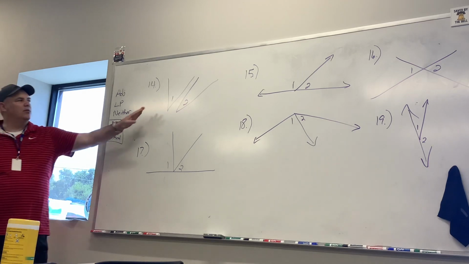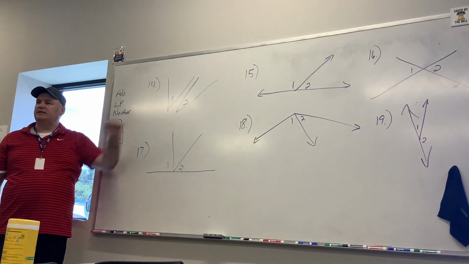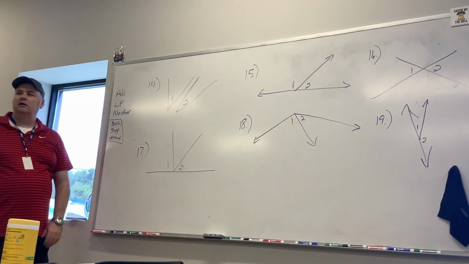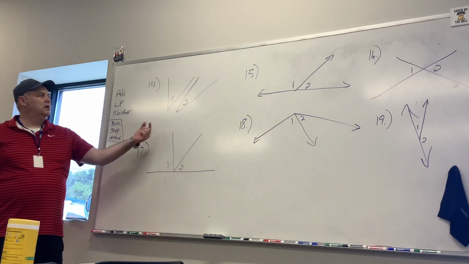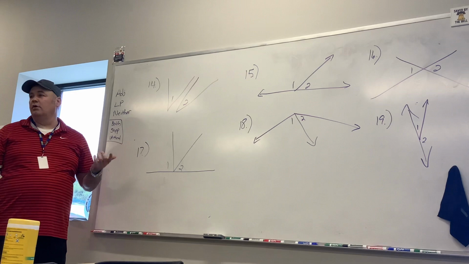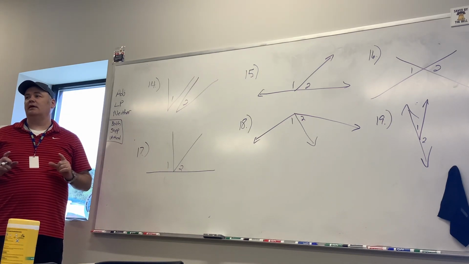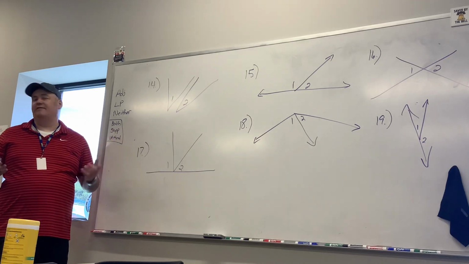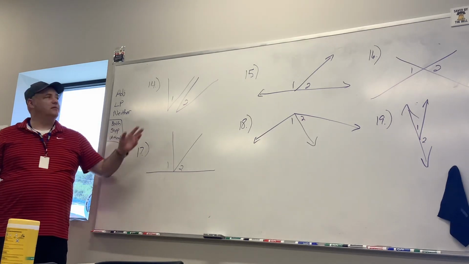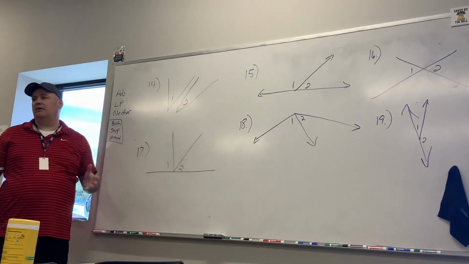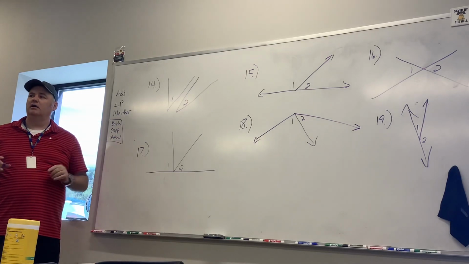Okay, this one here, 1 and 2, are they adjacent? No. Why not? They are supplementary, or. Well, we don't know. We don't know their measurements. So remember, supplementary has to add up to 180. We don't know if they do or not. In fact, it looks like they don't. But, you know, they don't give us that, they don't form a straight line. So they're neither.